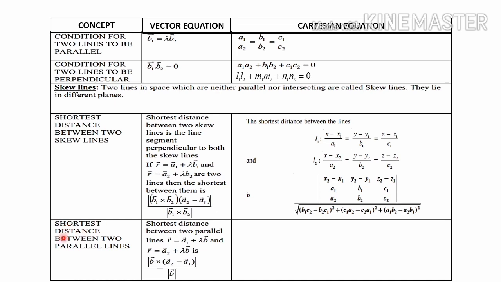Next, we have learned about distance, or the shortest distance, between two parallel lines. There also we used the modulus together while studying, but here using separately, so it's not a problem, both are the same. Which one is convenient, you can use that one. Here distance is modulus of b cross a2 minus a1 divided by modulus of b.